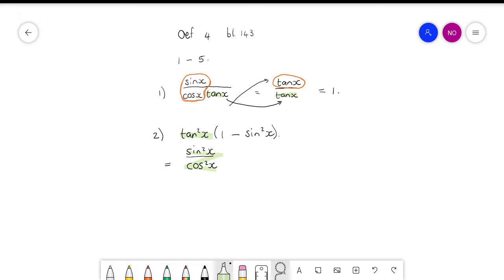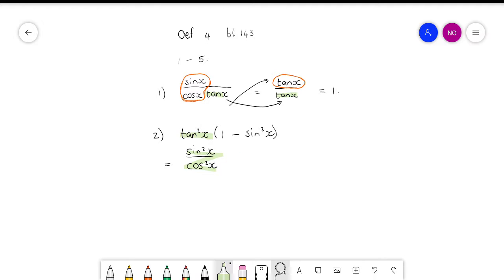And it also works for to the power of just 1. So tan x is sine x over cos x. Tan squared x is sine squared x over cos squared x, etc., etc. Okay, so the one that I highlighted green gets expanded to the green fraction below it.